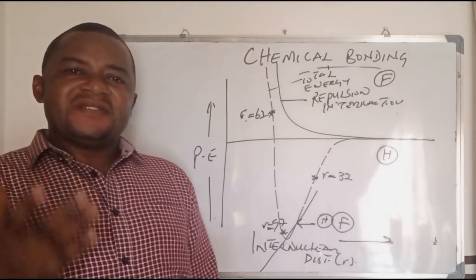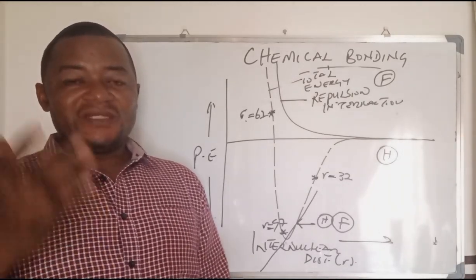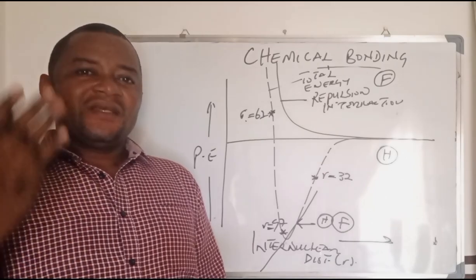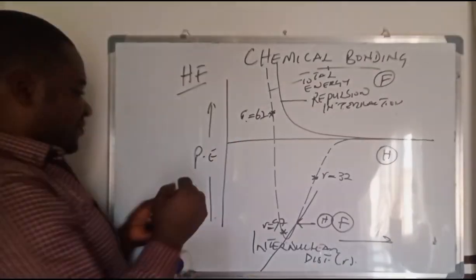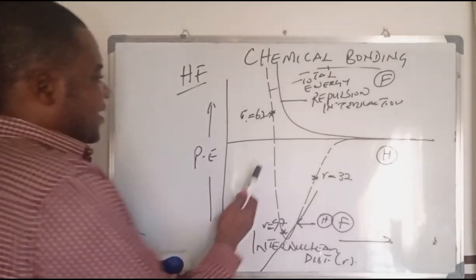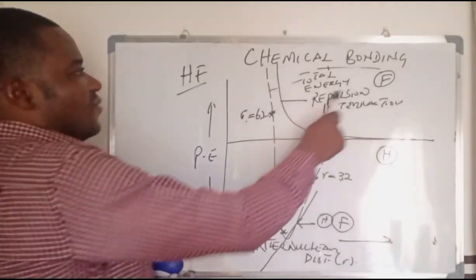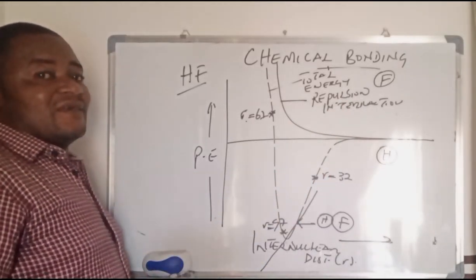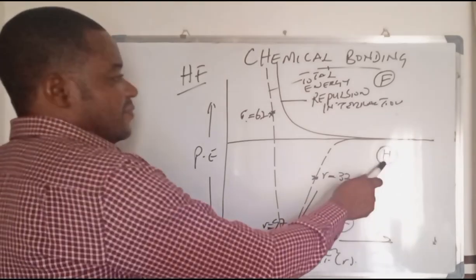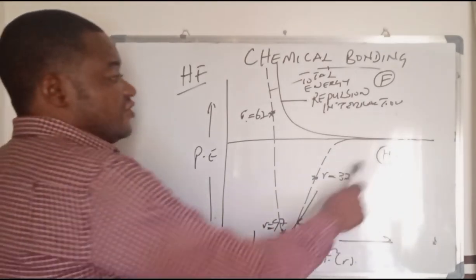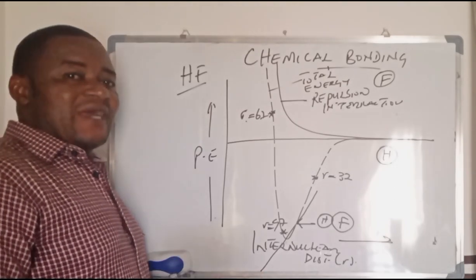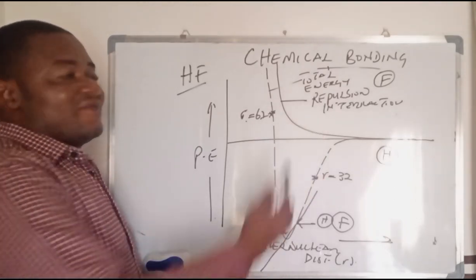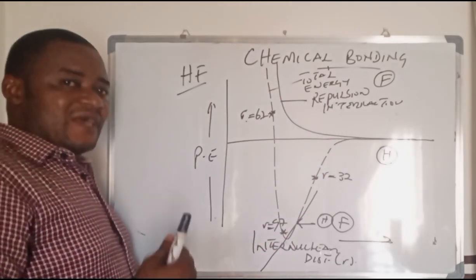Now, how do these atoms combine to form molecules? This is typical of hydrogen fluoride, for example. If you take a look at this diagram, look at where fluorine is. Fluorine has a higher energy than hydrogen, which means that hydrogen will even have the propensity to combine or to bind with fluorine than even fluorine trying to bind with hydrogen.